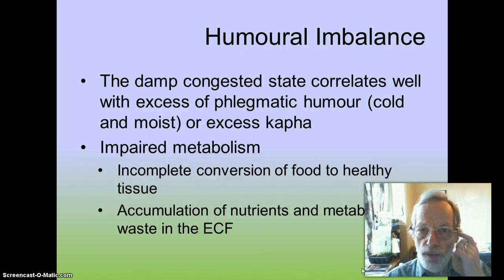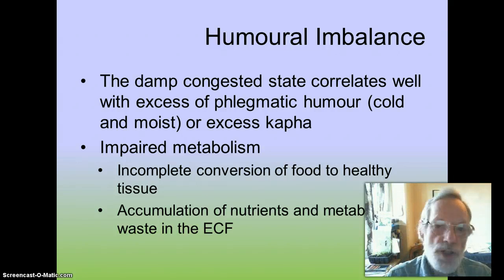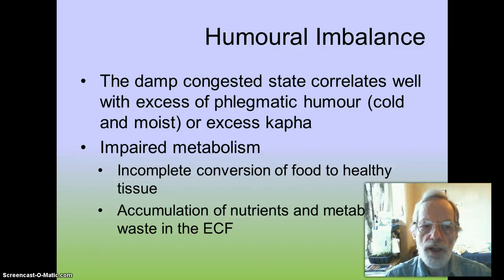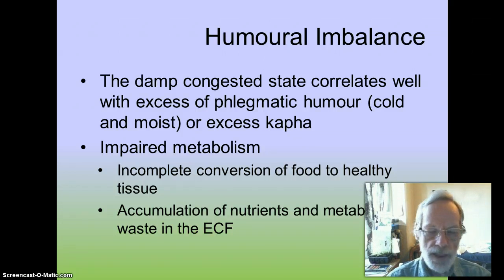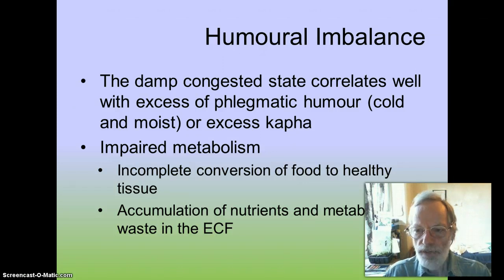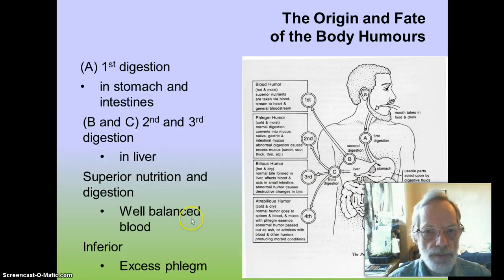This humoral imbalance correlates well. The damp congested tissue state correlates well with an excess of phlegmatic humour, excessive cold and moisture, and in Ayurvedic terms, excessive kapha. There is an impaired metabolism. There's an incomplete conversion of food to healthy tissue. There's accumulation of nutrients and metabolic waste in the extracellular fluid. So this all makes for a potentially toxic swamp in the tissues.